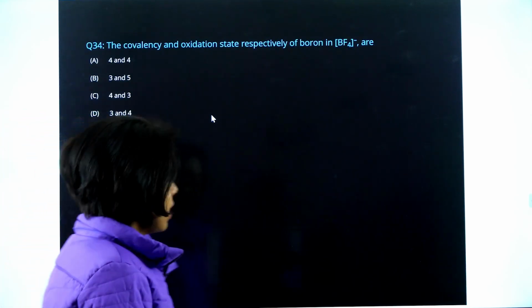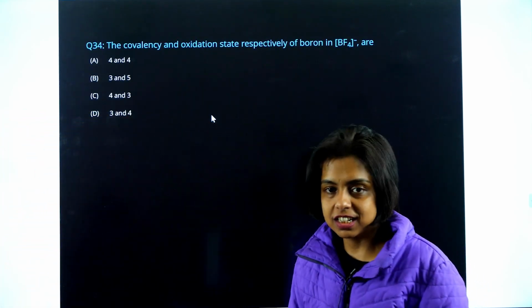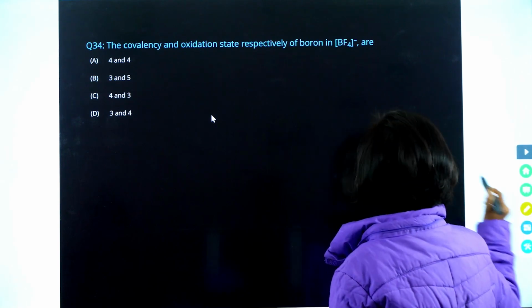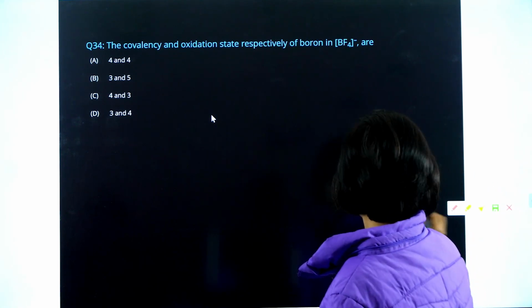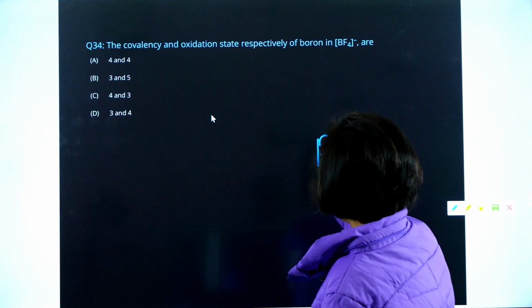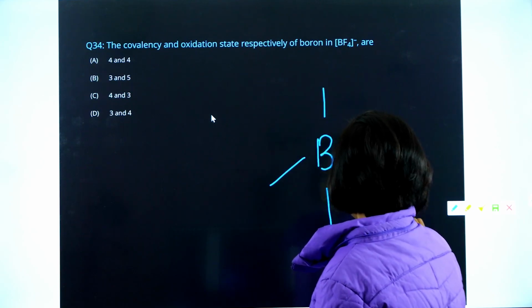Okay, now the covalency and the oxidation state of boron here. So guys, covalency is the number of covalent bonds formed by the boron. So I have boron and it is forming 4 bonds.